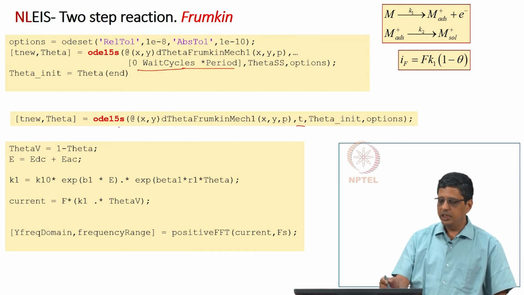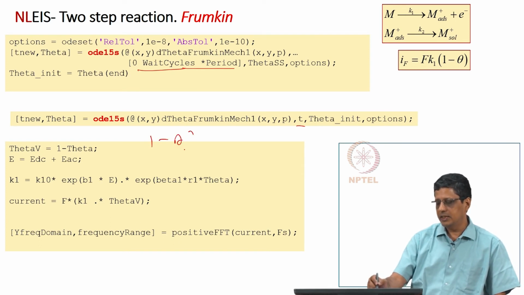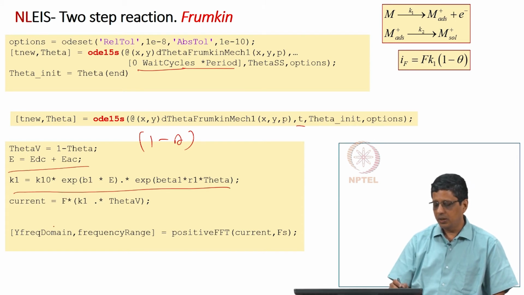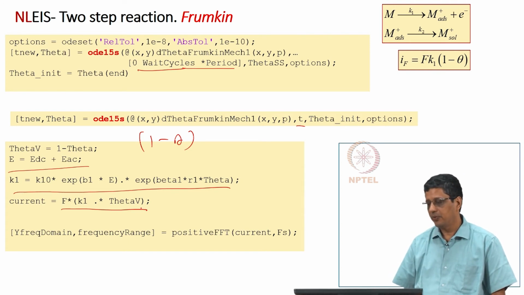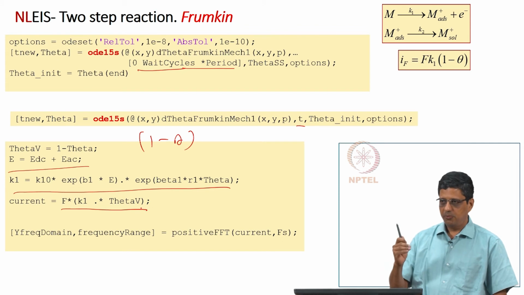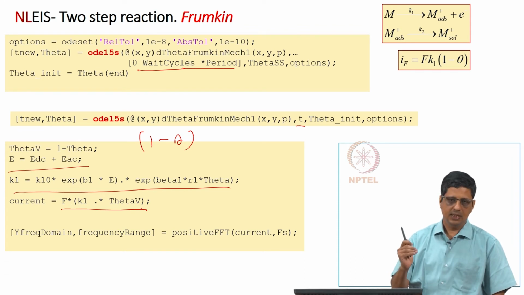And then of course, once you integrate you get theta, theta v is actually vacant sites, you can calculate E, you can calculate k1 as a function of vacant sites, theta v gives us the current, and then you can go through the FFT. So, the process is the same, it is just that you need to get the steady state values using numerical methods here.